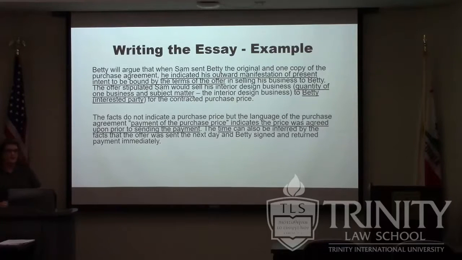So here we go. Betty will argue that when Sam sent Betty the original and one copy of the purchase agreement, he indicated his outward manifestation of present intent to be bound to the terms of the offer in selling his business to Betty. The offer stipulated Sam would sell his interior design business (quantity of one business and subject matter, the interior design business) to Betty, the interested party, for the contracted purchase price. Now, do you see how I've woven in the rules with the facts?